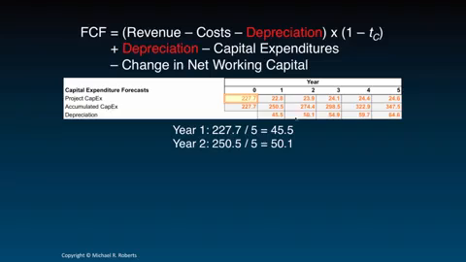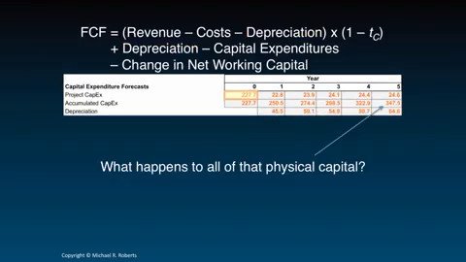Year 2, 50.1 comes from the 250.5 divided by 5. And again, what's really going on is this capital stock is depreciating by another 20%, and then this depreciates by 20%. So we add those two to get the 50.1. And we continue that on, and we get our depreciation series.